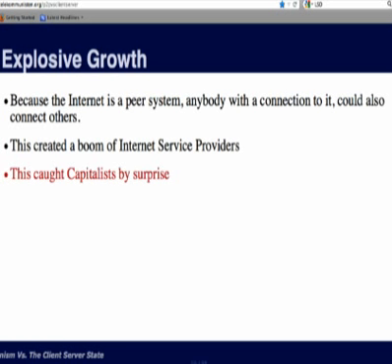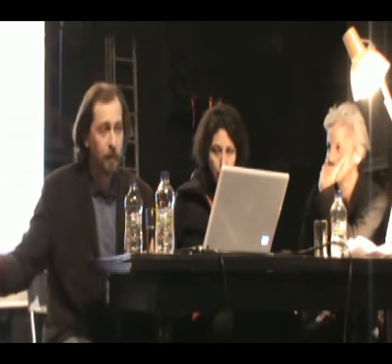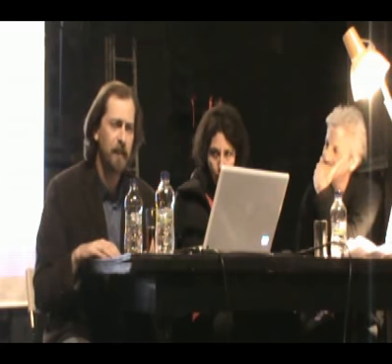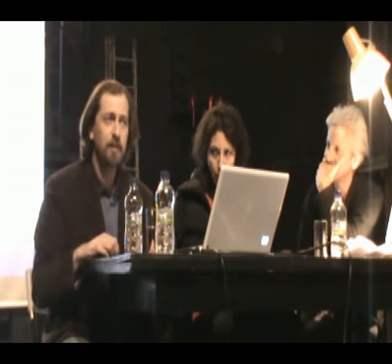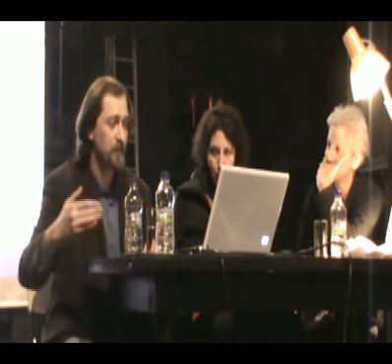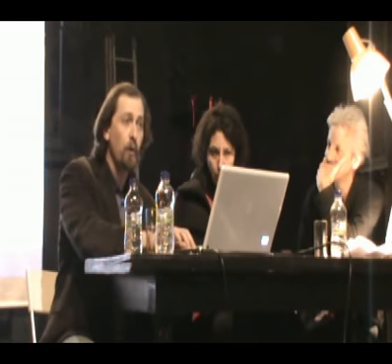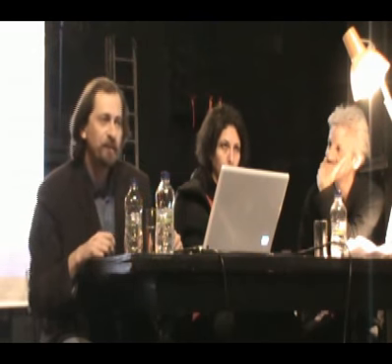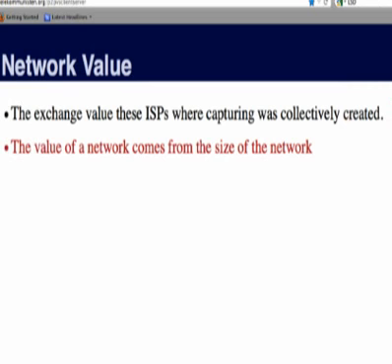capitalists totally by surprise. Because the internet was this obscure network that was used in universities and NGOs and military consultants and things like that, and the capitalists were not really paying attention to it very much. But because the internet creates a situation where anybody with access can pass that access on to somebody else, because it's a mesh network, the internet boomed in size, and all of a sudden the whole industry exploded, right? But what's very interesting about this industry is the exchange value these ISPs were capturing was collectively created.